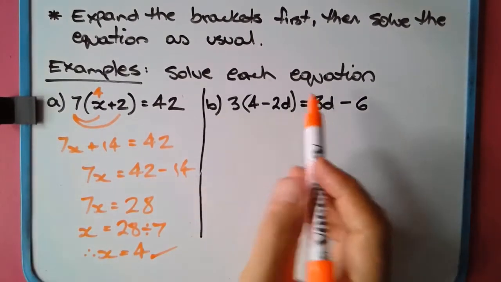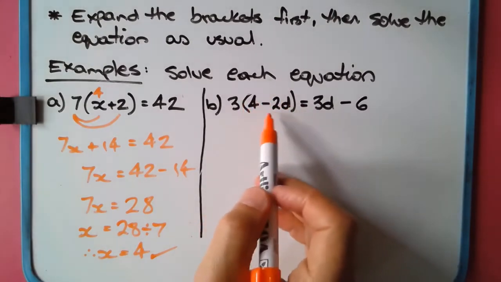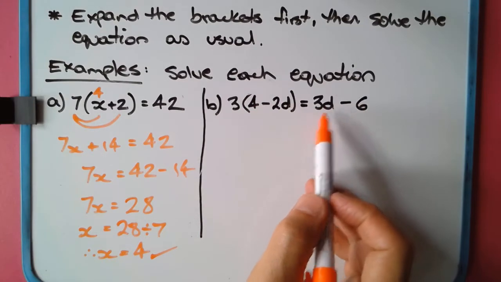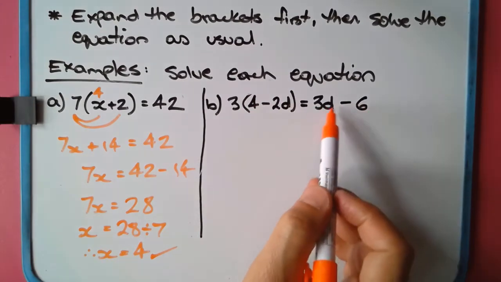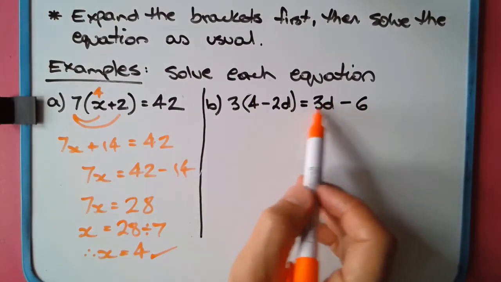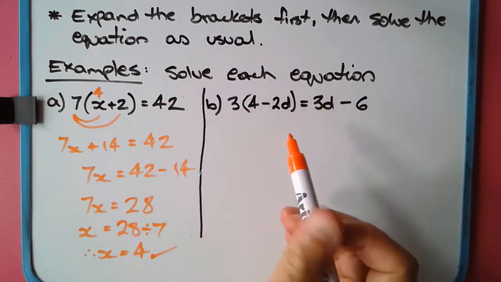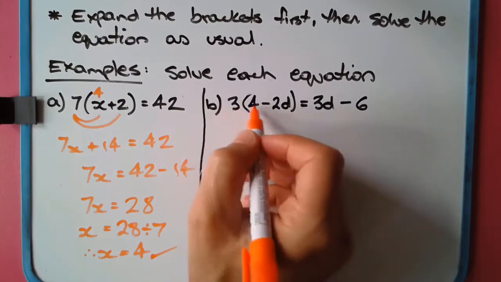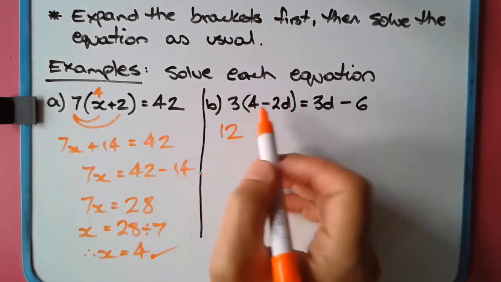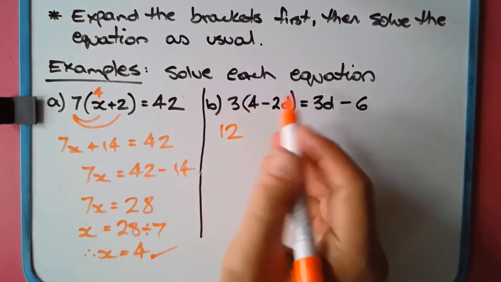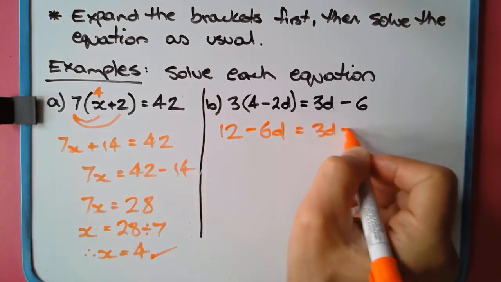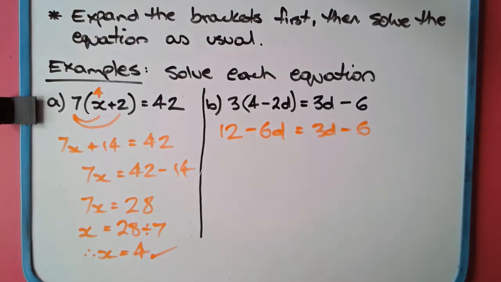Part B. We have a bracket on the left-hand side, but the right-hand side just has a pronumeral and a number. So later on we're going to have to move this 3d over to the left-hand side because we don't want the pronumerals on the right. Let's expand the brackets. So 3 times 4 is 12. 3 times negative 2d is negative 6d, is equal to 3d minus 6.